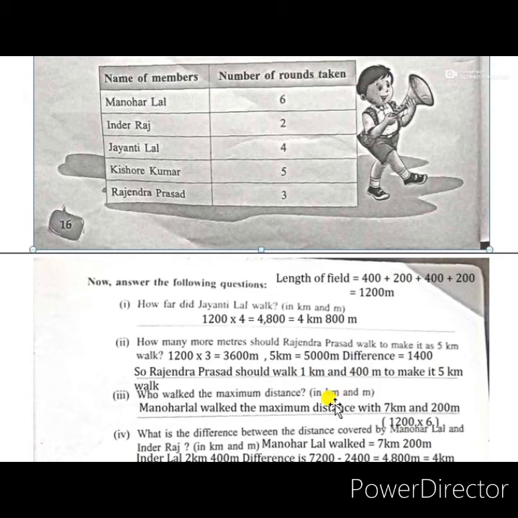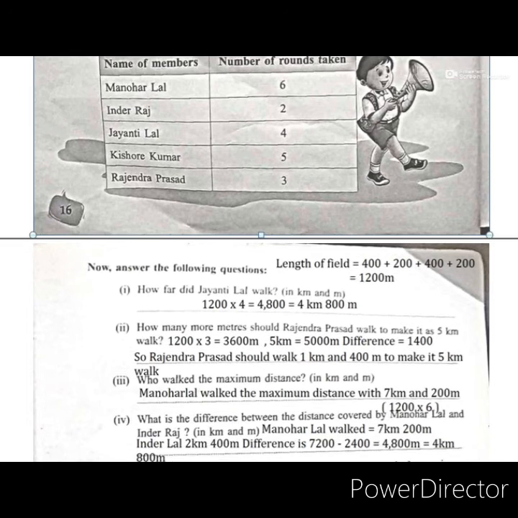Students, this multiplication you should do in a rough book. You will get practice multiplying bigger numbers. That means 1200 multiplied by 6 equals 7200 meters. Now the fourth question in this topic. What is the difference between the distance covered by Manohar Lal and Inder Raj, in kilometers and meters? Here also we have to find the difference between these two persons' walks.